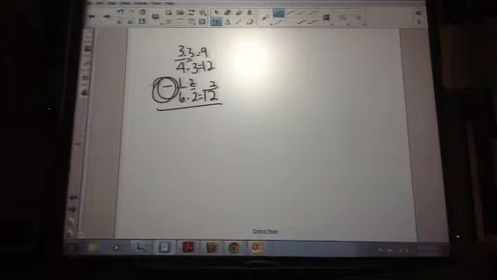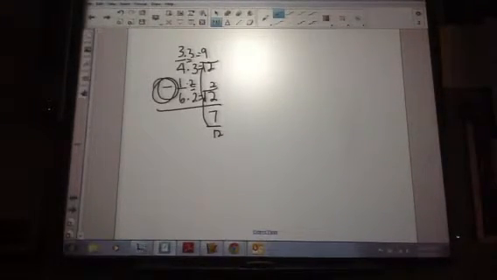But now check, because we're subtracting. Don't fall in that hole. I remember falling in that hole when I was a kid. So we're going to do 9 minus 2 is 7, and the denominator stays the same.